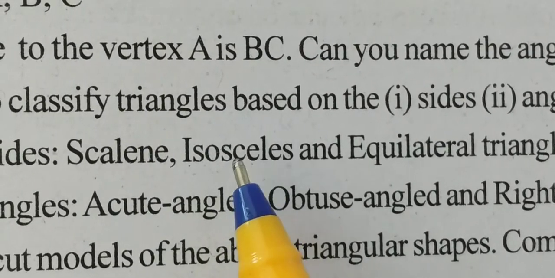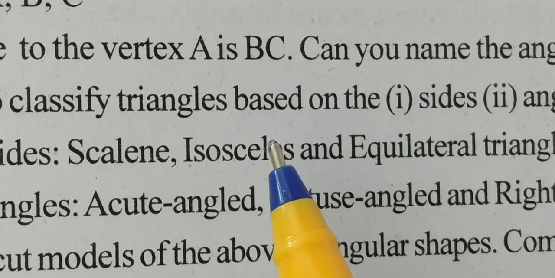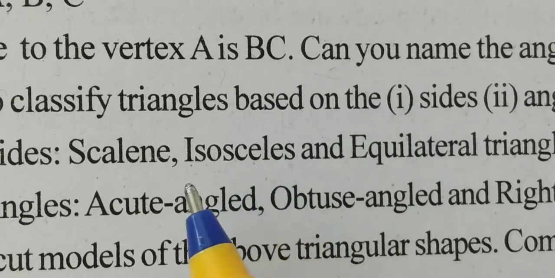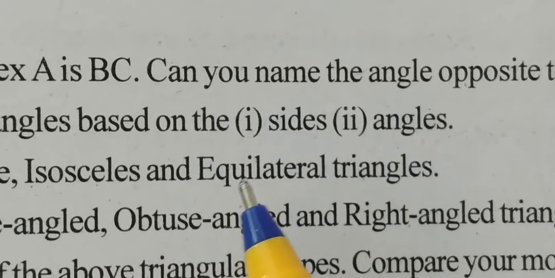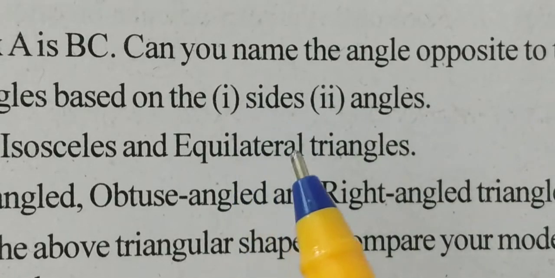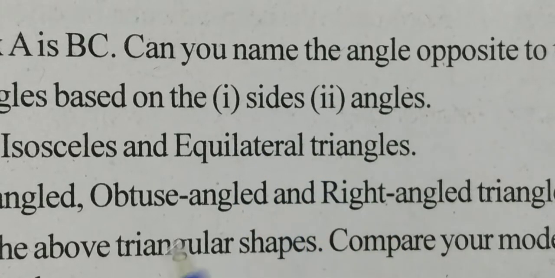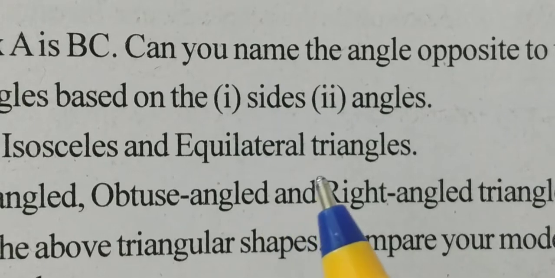Isosceles triangle is a triangle which has 2 sides of same measure and the third side is having different measure. And equilateral triangle is that triangle which has all the 3 sides of equal measure. Okay, all the 3 sides of this triangle have the same measure.